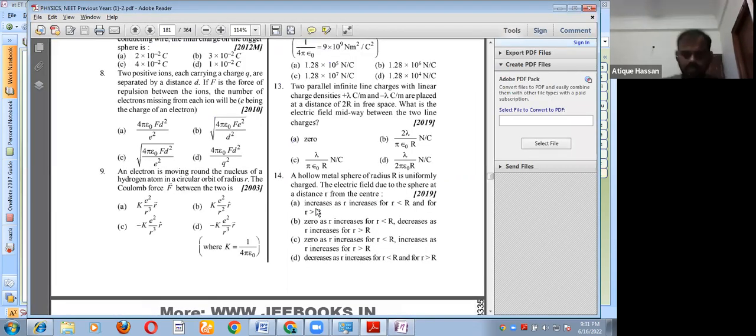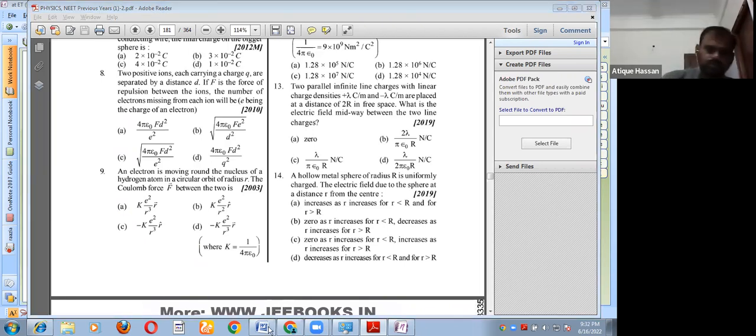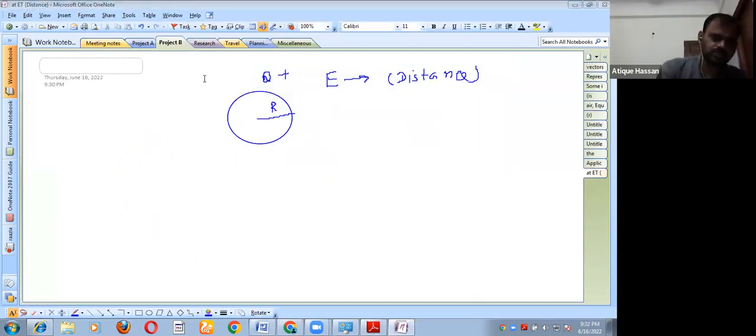If you see the options, it says it increases with R, and up to less than R, it decreases. It's a NEET 2019 question. First, Shravya, tell me how we are going to solve this question. What concept do we have to use in this question? Have you understood the question?